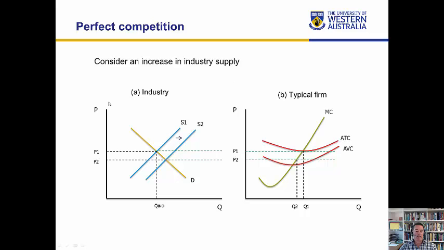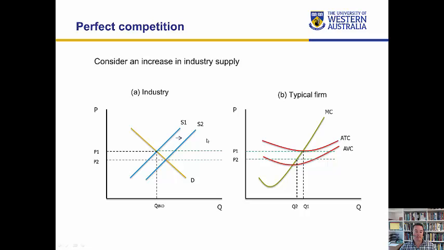We start off at the intersection of D and S1, with an equilibrium price of P1. At that price, each firm in the market, and we're going to assume that these firms have the same technologies and the same input prices, and therefore the same cost curves, will produce an output level Q1.